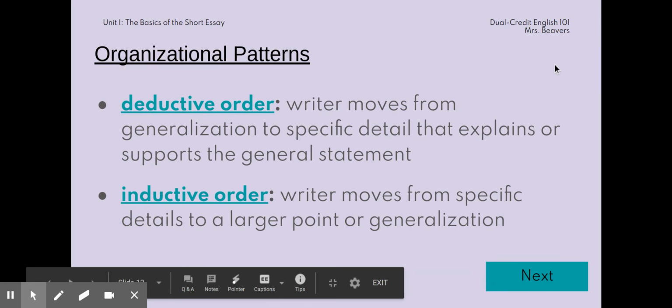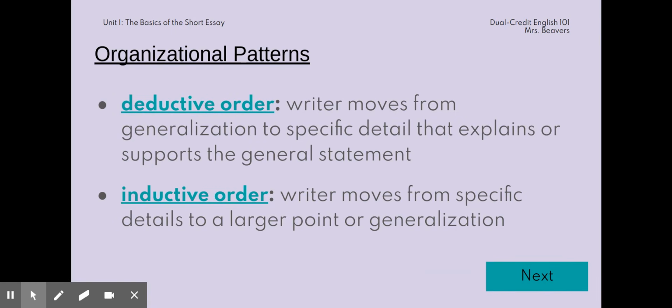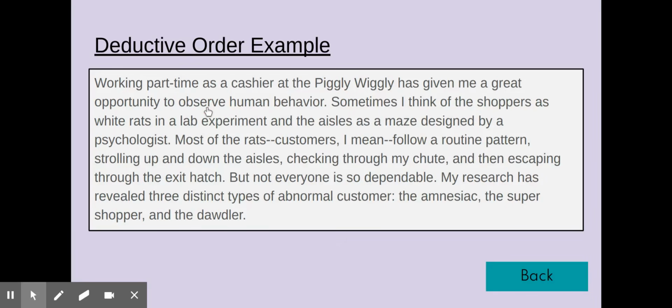There are two main organizational patterns, and in the next video, I'm going to cover several more organizational patterns. But the two main ones are deductive order and inductive order. So with deductive order, the writer moves from a generalization to a specific detail that explains or supports the general statement. All of the paragraph examples that I just went over use deductive order. Let's look at another example.